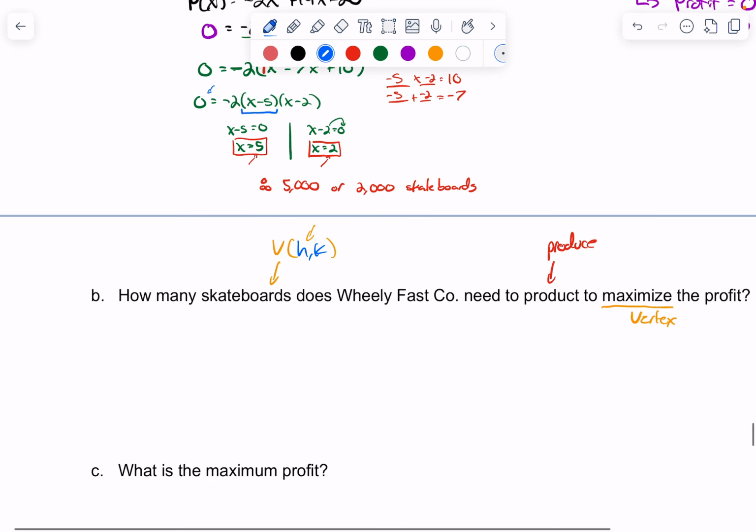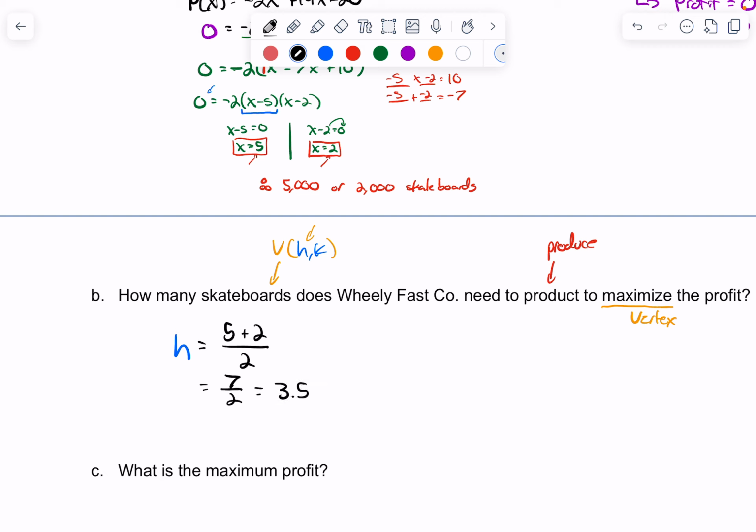Well, remember, h is the halfway point between your zeros. So we have one zero being 5 and the other one being 2. Divide those by 2. That means 7 over 2 or 3.5. So recall, again, h is an x value. Right? This is an x value.